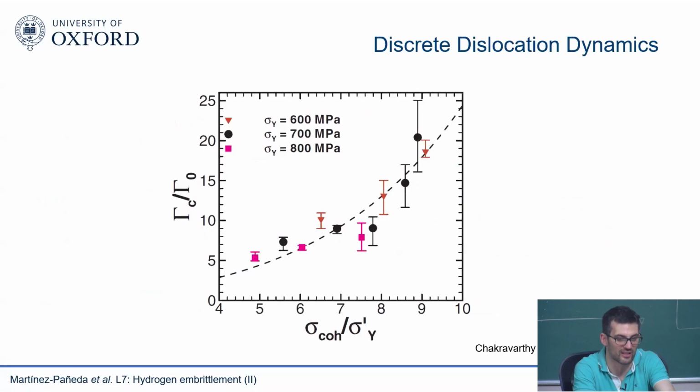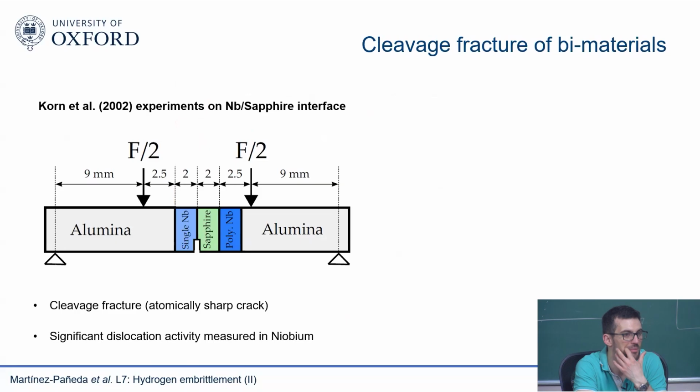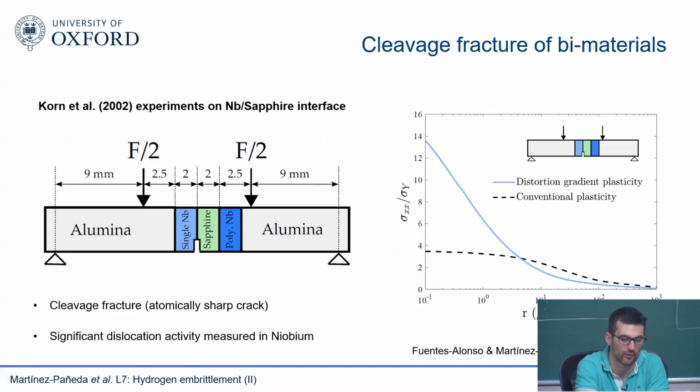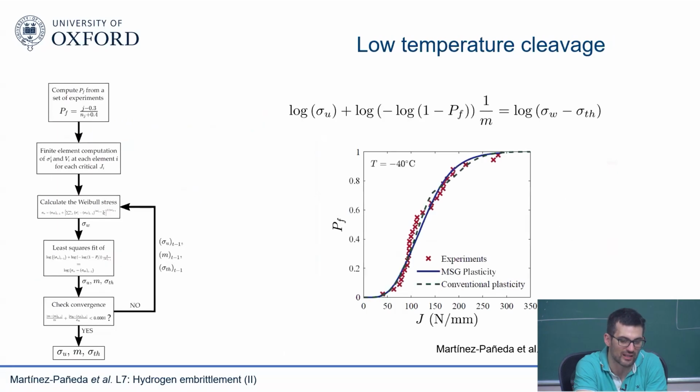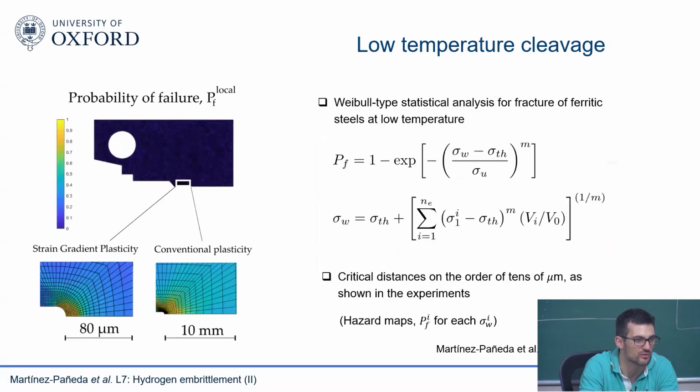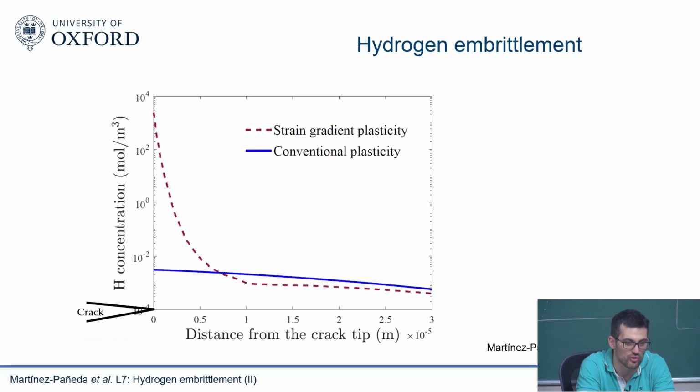So it seems that it can explain the cleavage fracture in BCC materials. The stresses seem to be in the right order. It seems that it can explain the low temperature cleavage as well. The statistical analysis shows surface regions or failure regions of the order of what we see in experiments. And then, what happens with hydrogen embrittlement?